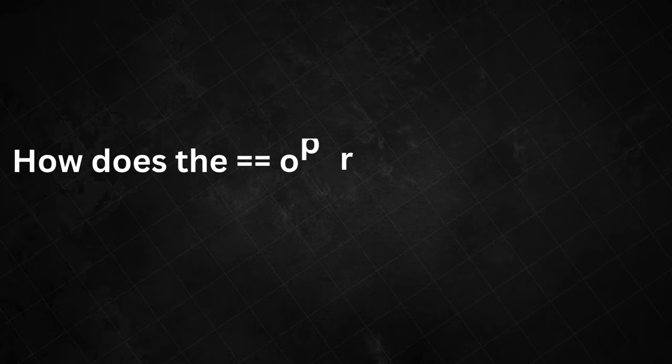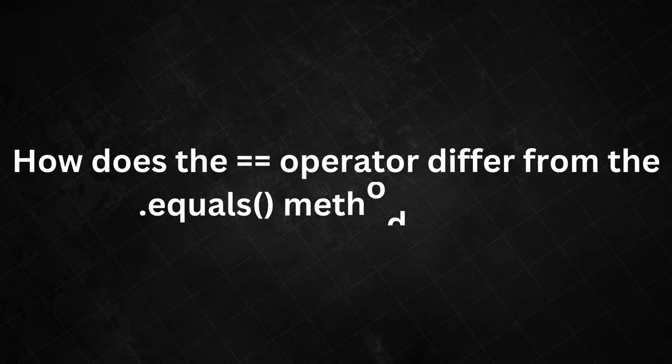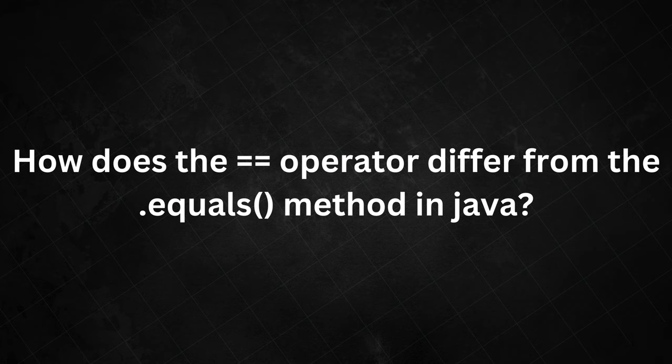How does the == operator differ from the .equals() method? Imagine you have two different ways to check if two things are the same in Java. You have the == operator and the .equals() method. They sound similar, but they're more like siblings with their own personalities.